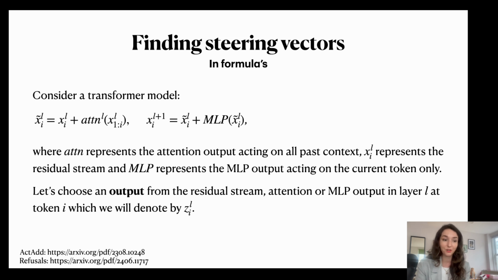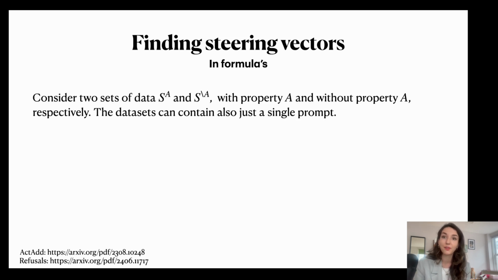But let's suppose that now we have made a choice and we take our activations from a particular layer, from a particular operation, and from a particular token, and we denote this by Z_i^L. To then find the steering vectors, we needed these two data sets: S_A, data with a property A, and S\A, without the property A. And the thing to note, it could be many different prompts inside this data set, but it also could be just a single prompt. This also sometimes seems to work.